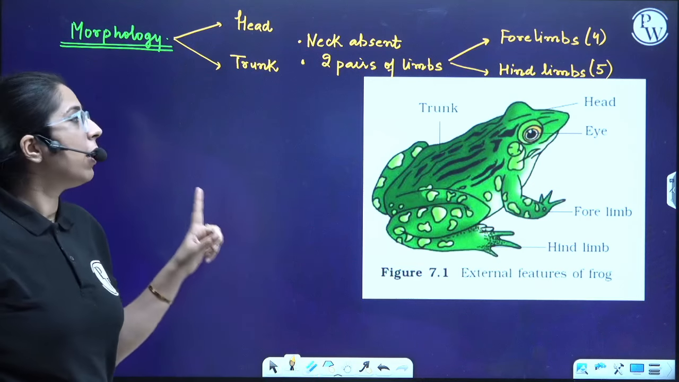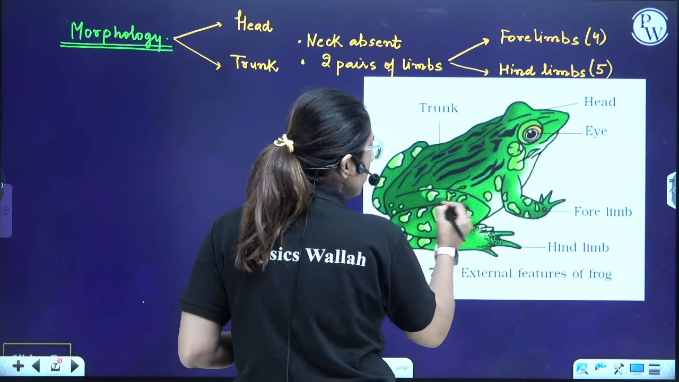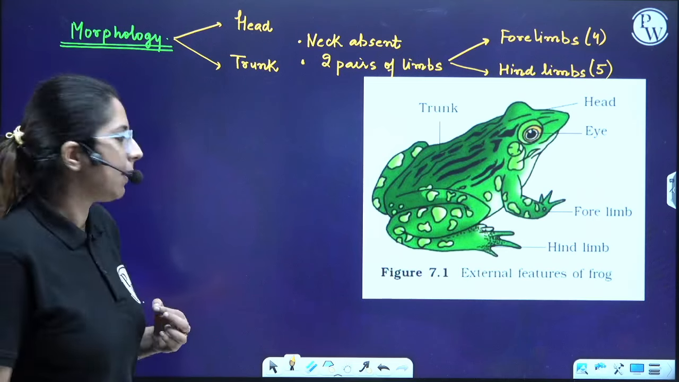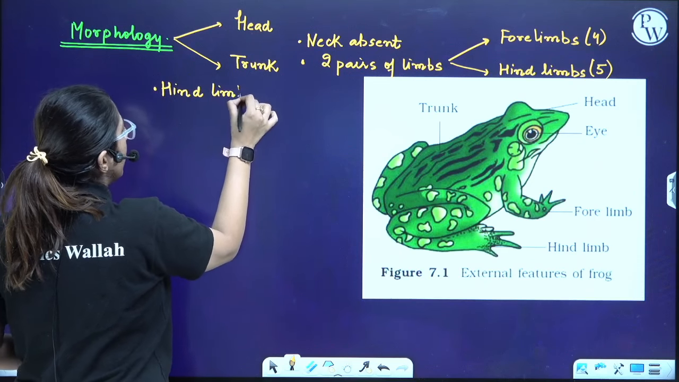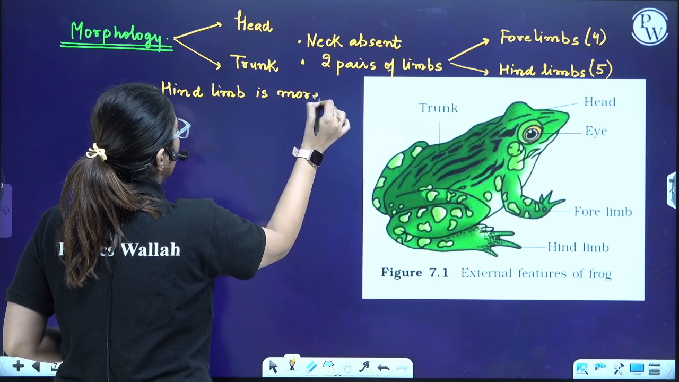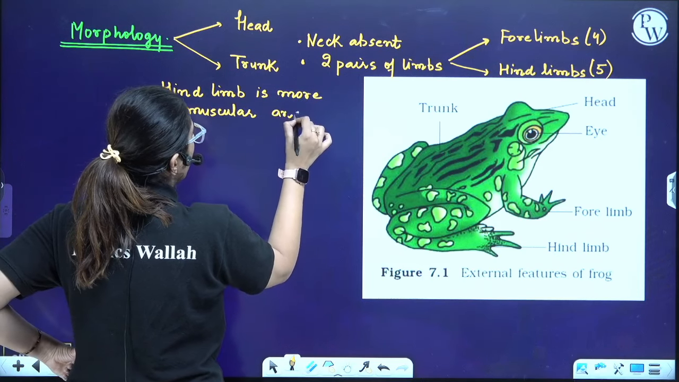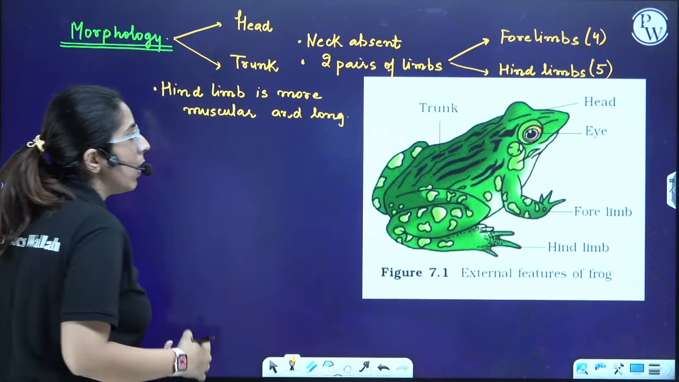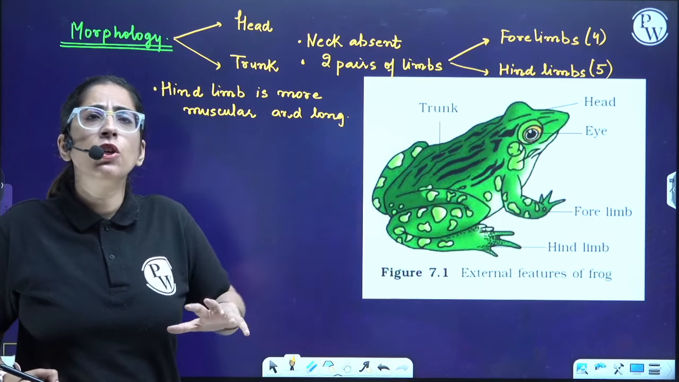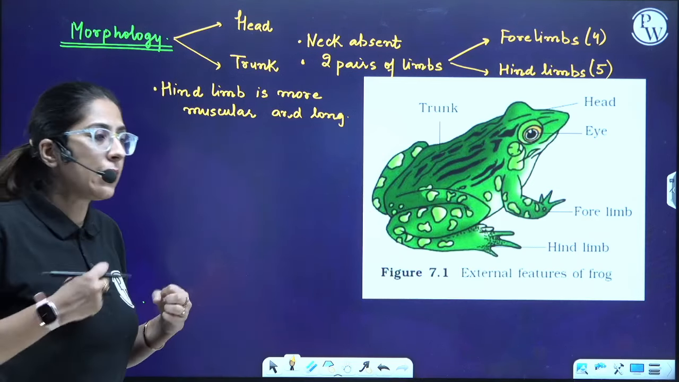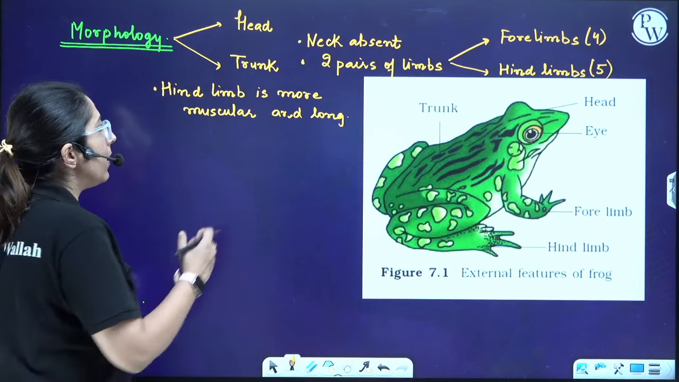Clear? Is it clear? If you look at the hind limb, it is more muscular, and it is very big and long also. Because of the long hind limb, they can show leaping. That means they can jump from one place to another. So with the help of the limbs, they can walk, they can jump, they can leap, etc. Done? Clear?